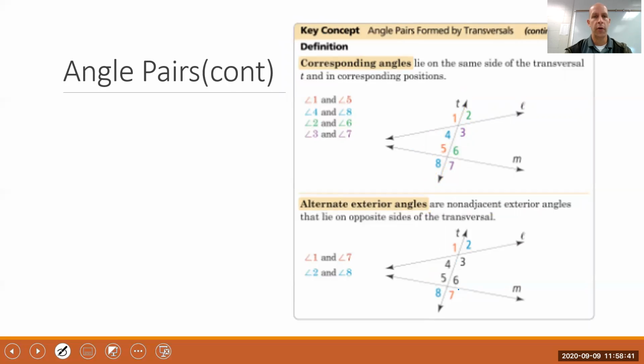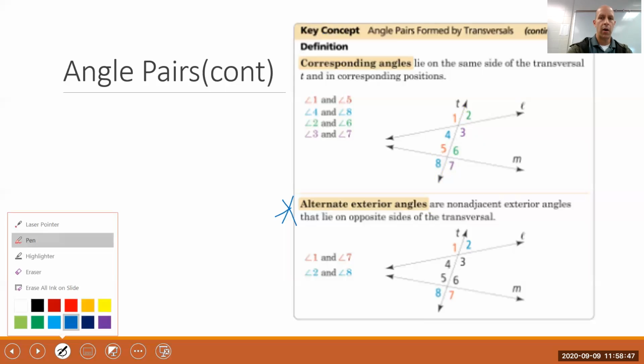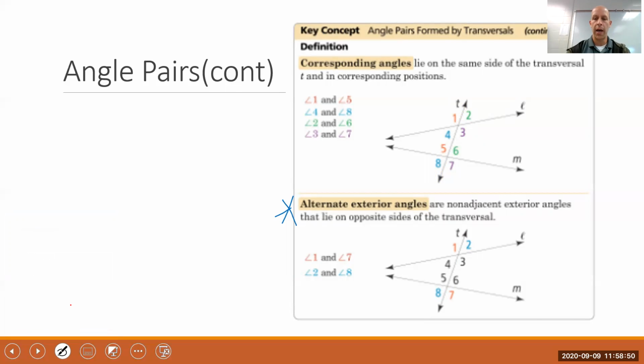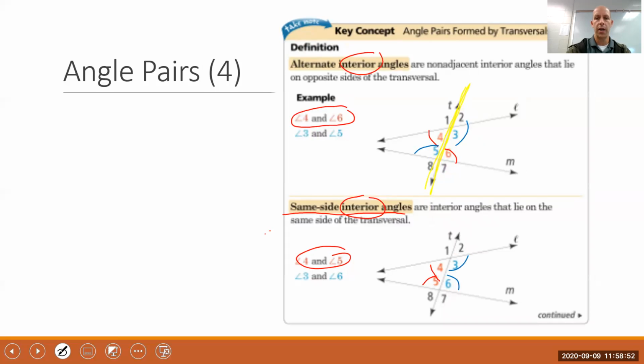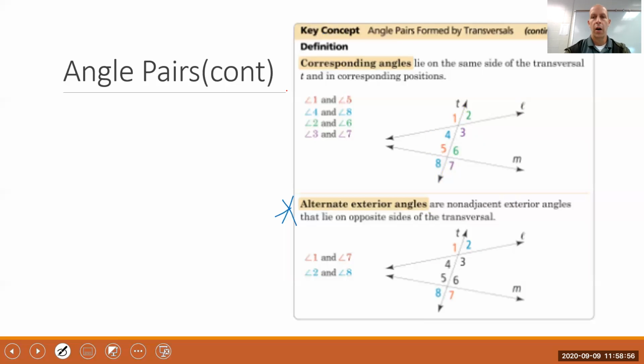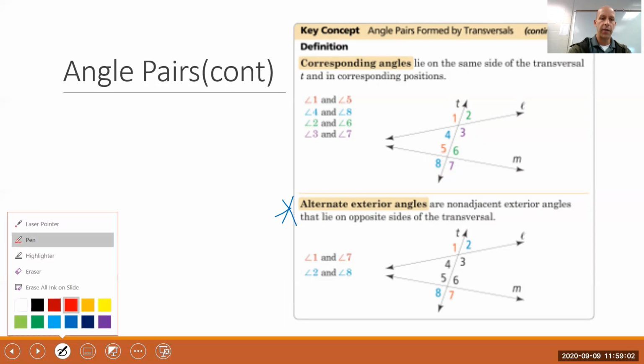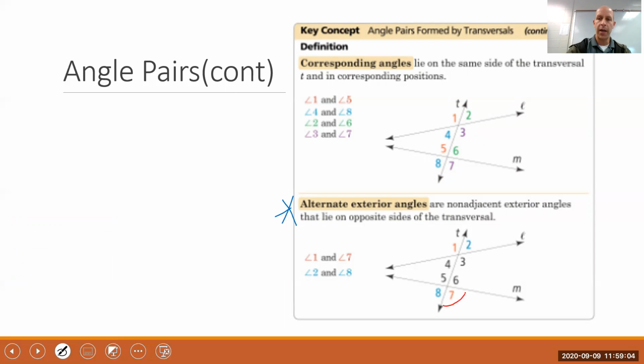Okay, so now here's the other two pairs that we need to look at. I'm going to start with this one down here. Let's start with the alternate exterior. We just looked at alternate interior and same side interior, right? Alternate exterior angles means they're going to be on different sides of the transversal and they have to be exterior. So angles 1 and 2 are alternate exterior angles.